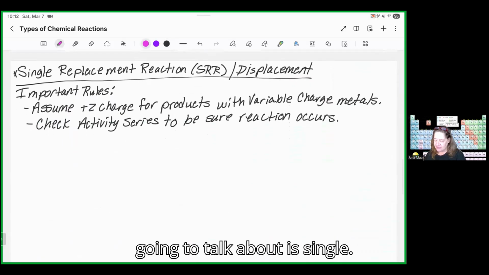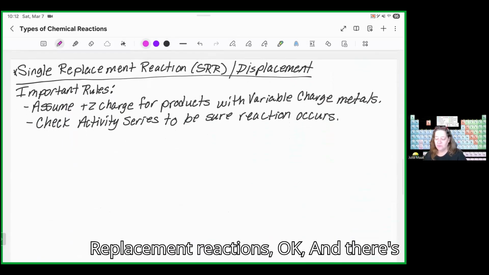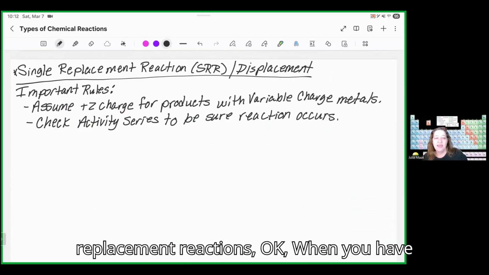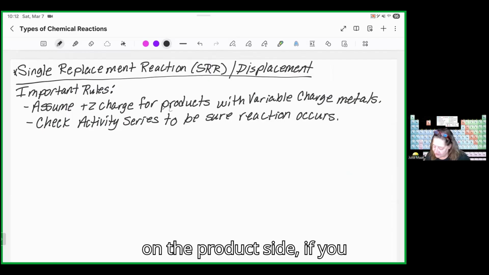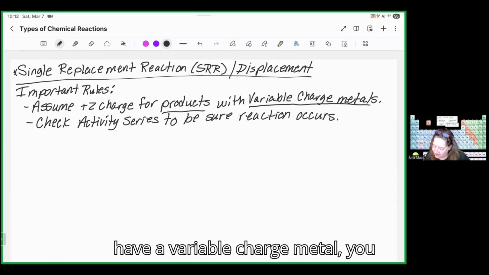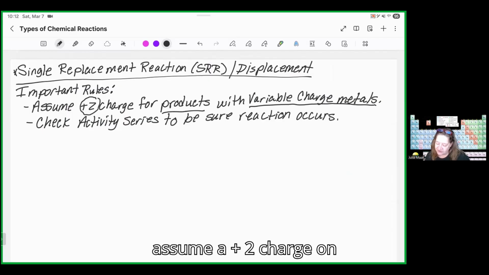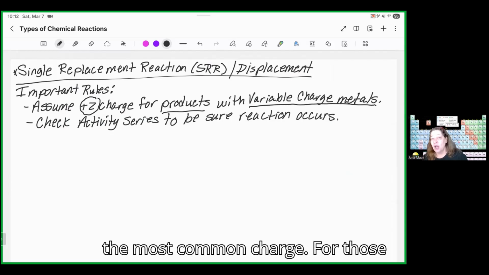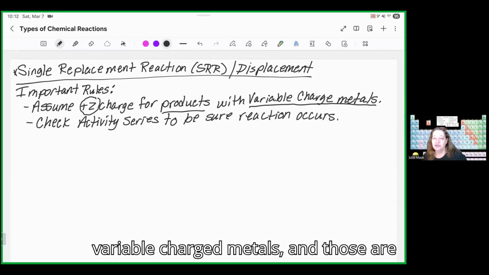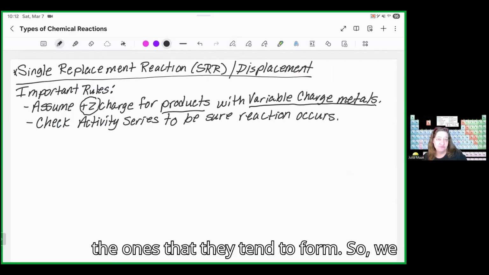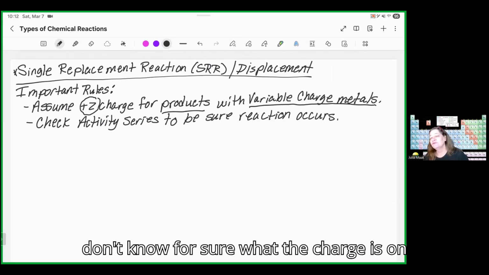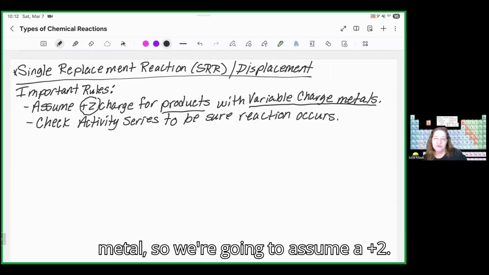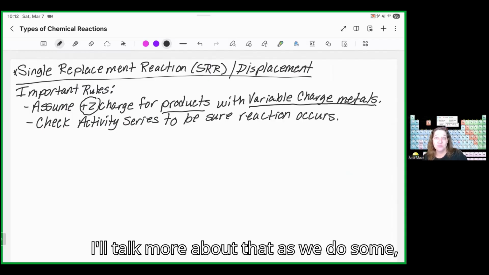So the next reaction we're going to talk about is single replacement reactions. There are two really important things about single replacement reactions. When you have a variable charge metal on the product side, you assume a +2 charge on that metal, because +2 is the most common charge for those variable charge metals. So we don't know for sure what the charge is on the product, so we're going to assume a +2. I'll talk more about that as we do some.